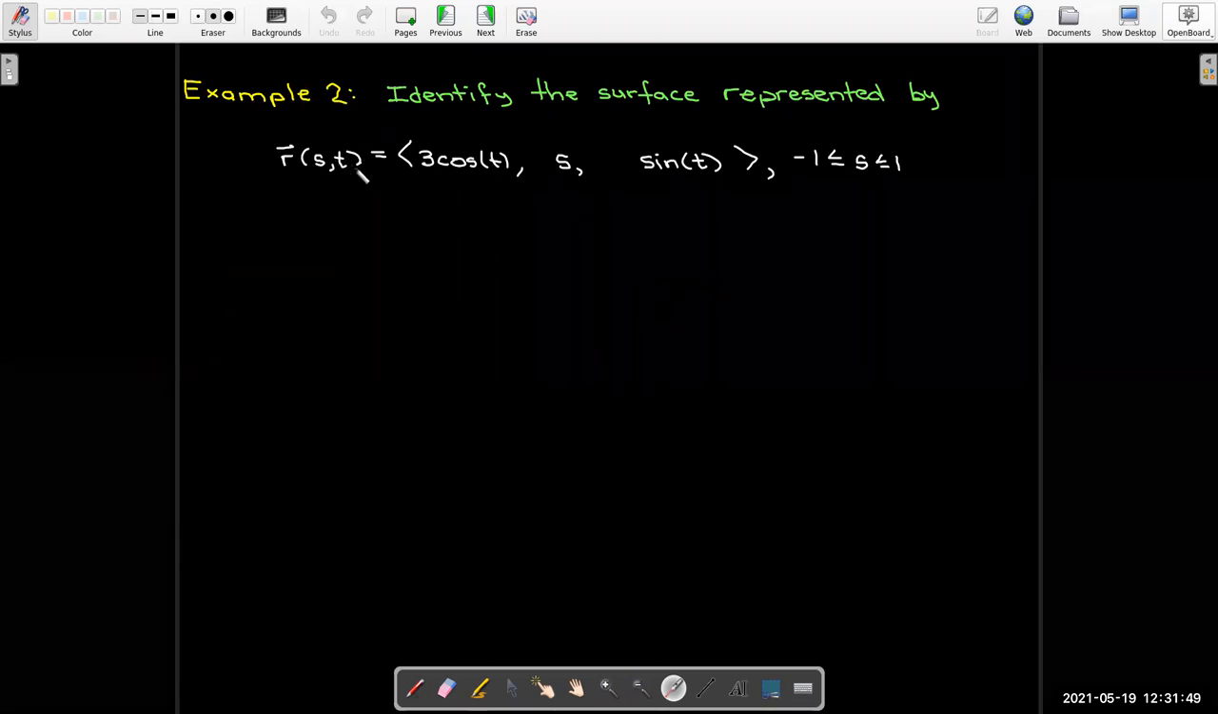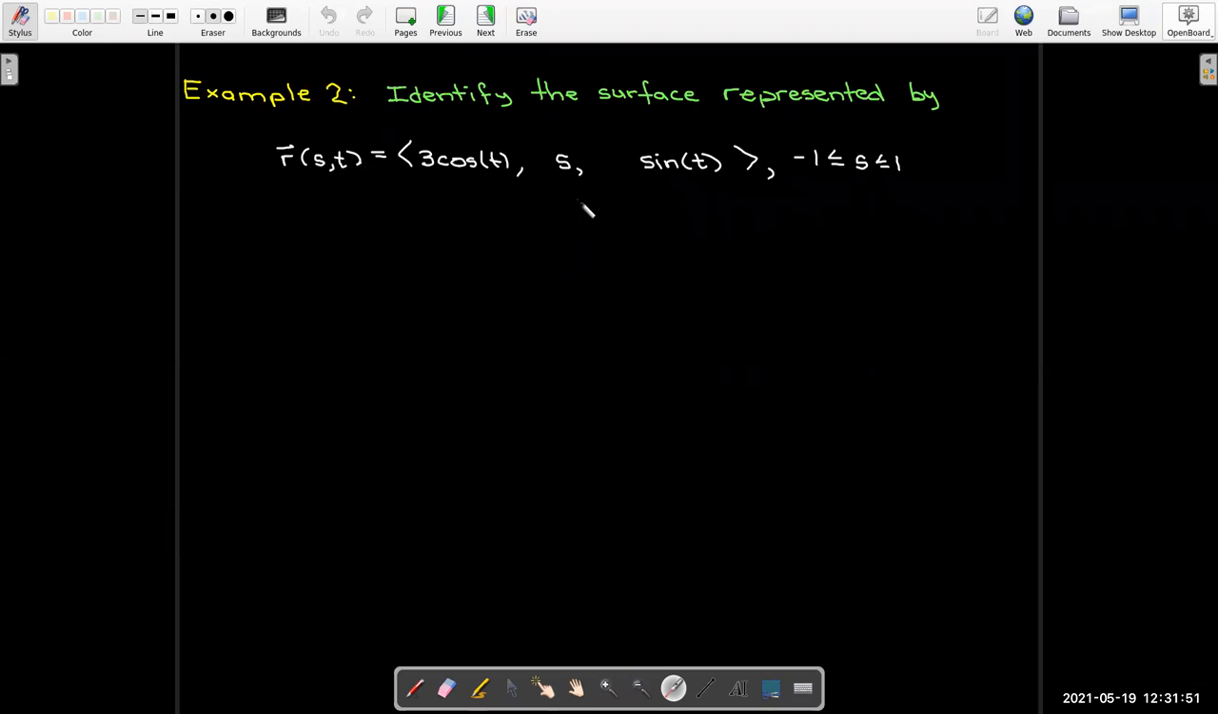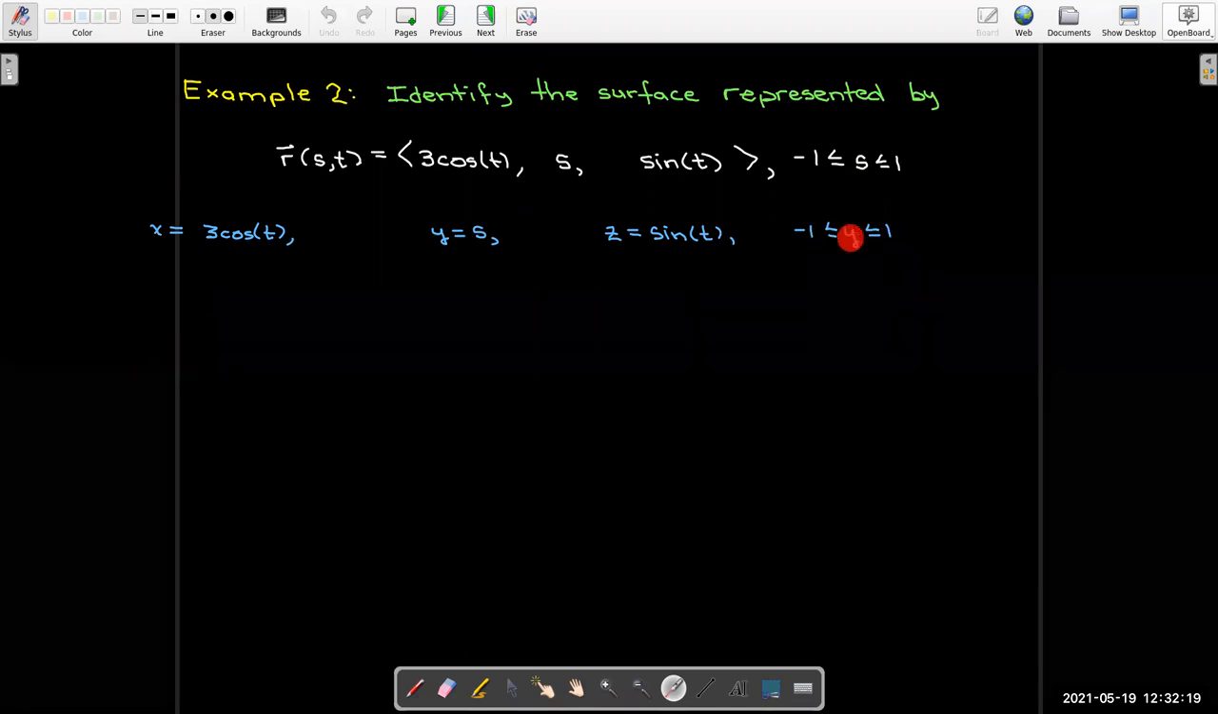But here I've used s and t, and the x component is 3 cosine of t. The y component is just s. And the z component is sine of t. And we have this restriction that s goes between negative 1 and 1. So that really means that since y equals s, y goes between negative 1 and 1.